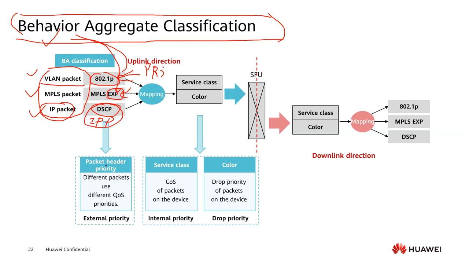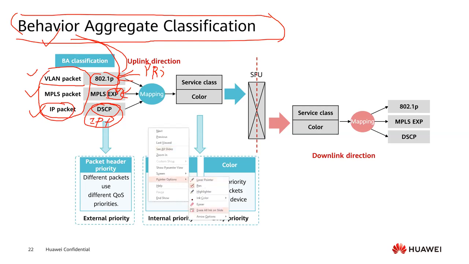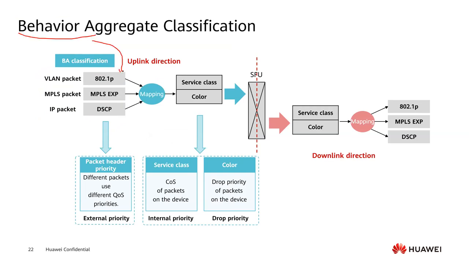Those three fields are used to mark the different services. In those fields we have certain values, which we call the priority, used as a behavior mark. This priority is what we call the external priority. When the packet goes into the device, we have different types of priority: the .1p priority, the EXP priority, and the DSCP priority. They exist in different headers and the values might be different, so we must map them into the inner priority.